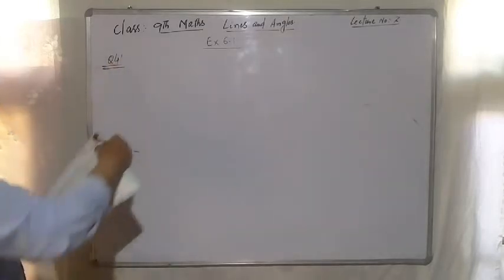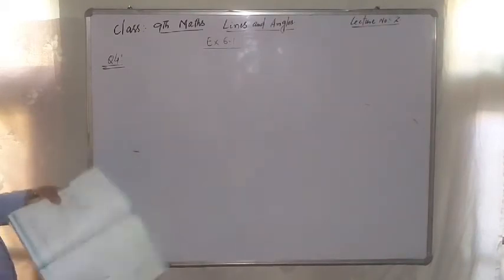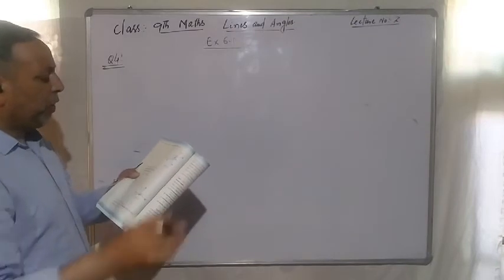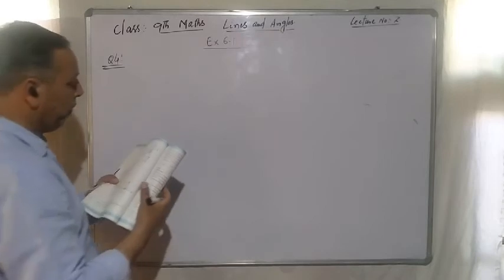Fourth question. A figure is given in which angle x plus angle y is equal to angle w plus angle z. So a figure is given here.